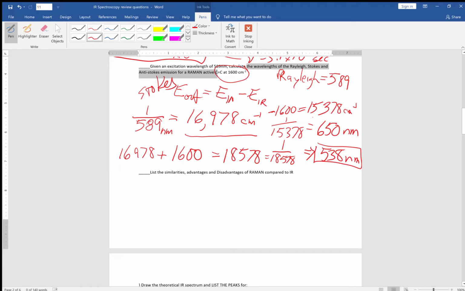We have the anti-Stokes, the Stokes, and the Rayleigh, which was not shifted. Note again that we red shifted the Stokes emission towards longer wavelength. We blue shifted the anti-Stokes towards shorter wavelength. We red shifted the Stokes towards longer wavelengths.